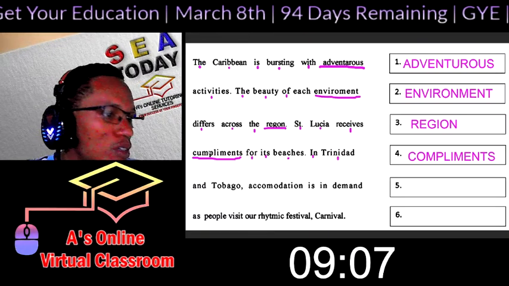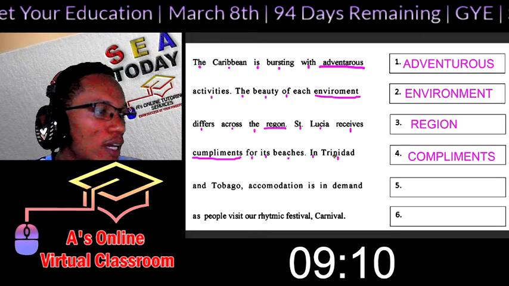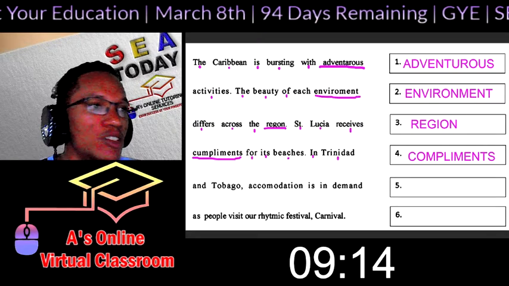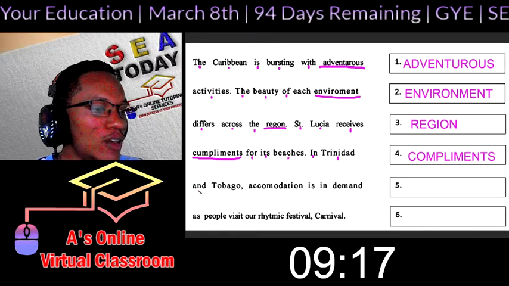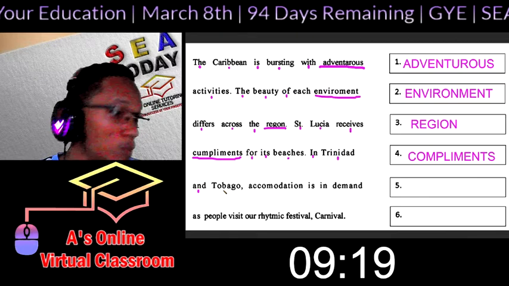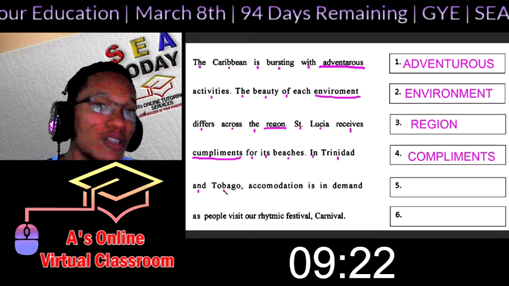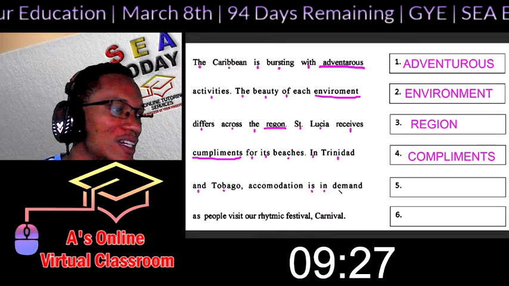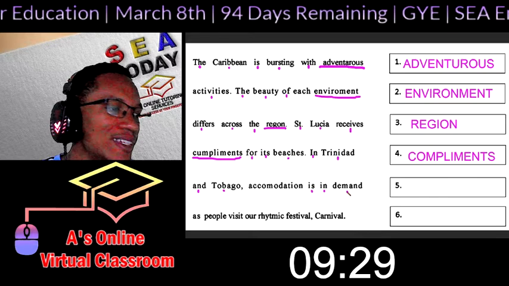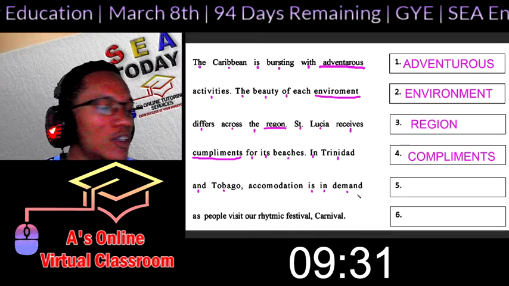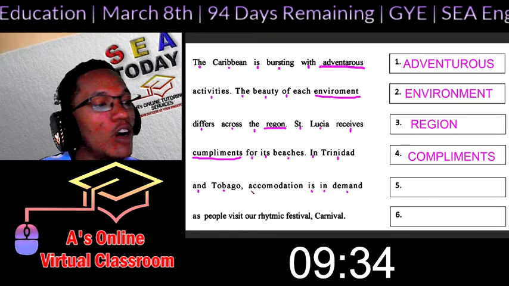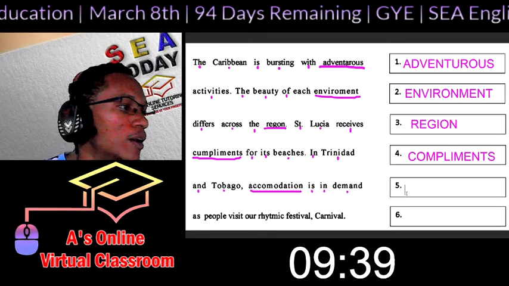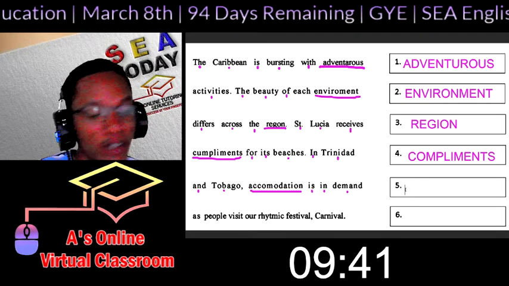Alright, so we're going to move along to number 5. It says, in Trinidad and Tobago, accommodation is in demand. So again, we're going with the elimination method. And is correct. Tobago is correct. In is correct, of course. And demand, D-E-M-A-N-D, is also spelled correctly. So this word accommodation, it's a very interesting word. The correct way to spell it does have double C.